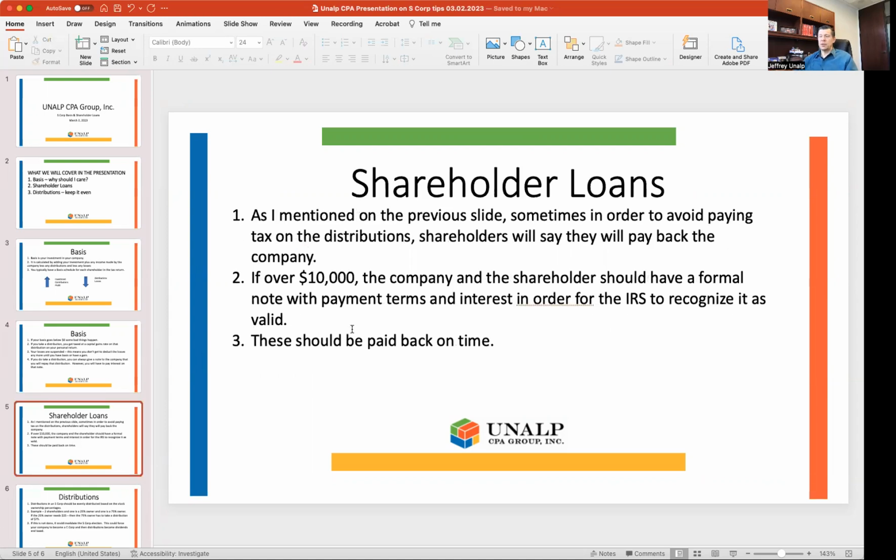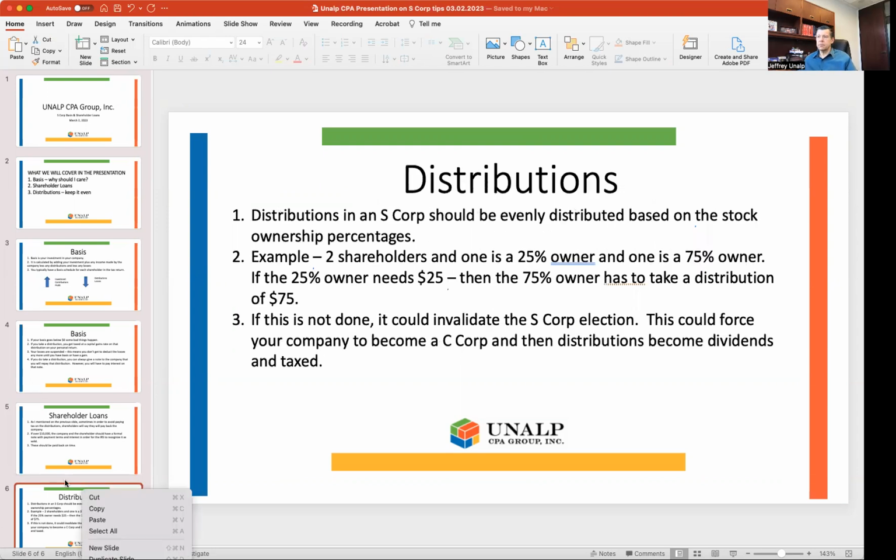As I mentioned on the previous slide, sometimes in order to avoid paying tax on the distribution, shareholders will say that they're going to pay back the company. If it's over $10,000, best practice says the company and the shareholder should have a formal note with payment terms and interest in order for the IRS to recognize it as valid. And these payments should be made on time. Now, let's go to distributions.